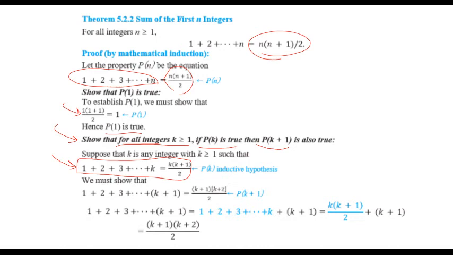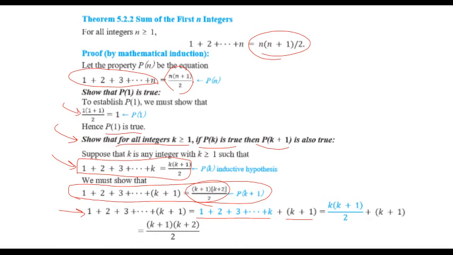Okay, so we must show that this equation is true for k plus 1. When we continue this summation one more step, we will reach P of k plus 1, which basically says the summation of numbers from 1 to k plus 1 is equal to this formula. So 1 plus 2 plus 3 all the way to k plus 1 is equal to the summation of all numbers from 1 to k, plus k plus 1. So I separated the last term from the other terms that we have.